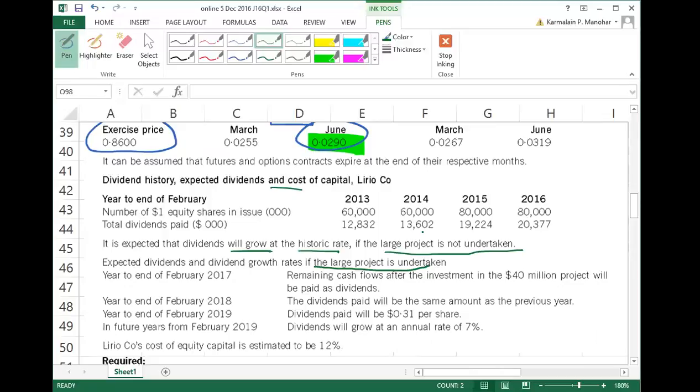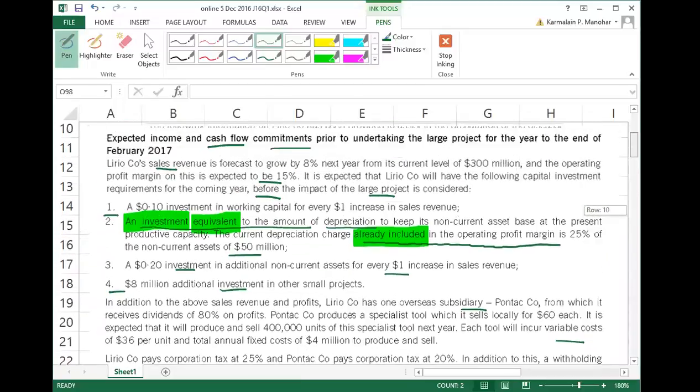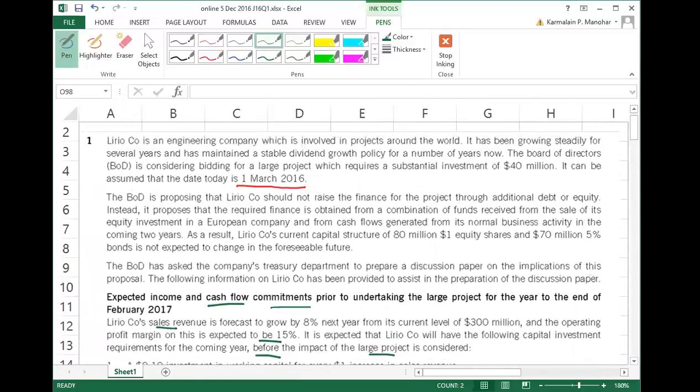Can somebody tell me? Do I have to take you all to your manuals again? Dividend capacity, or somebody could Google it quickly. What is this dividend capacity thing? So we have all this wonderful dividend history, and then above here we were reading all this nice stuff about expected inflow, income and cash flow commitments prior to the project.